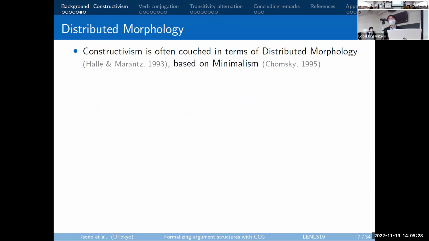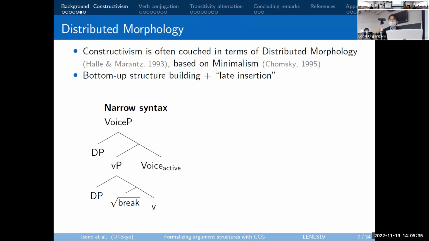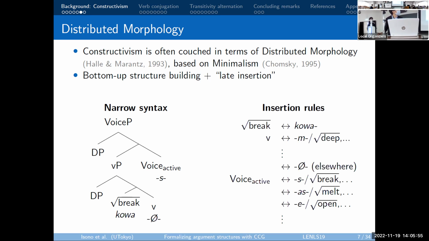Constructivism is often couched in terms of distributed morphology, which itself is based on minimalism. The formalism is characterized by bottom-up structure building and late insertion. Late insertion means that the phonological and semantic interpretation of the structure is determined after the syntactic structure is built. For example, this tree is built in narrow syntax, but there is no semantic or phonological information yet. And there is a set of insertion rules like this, which dictates how these nodes are semantically and phonologically interpreted.